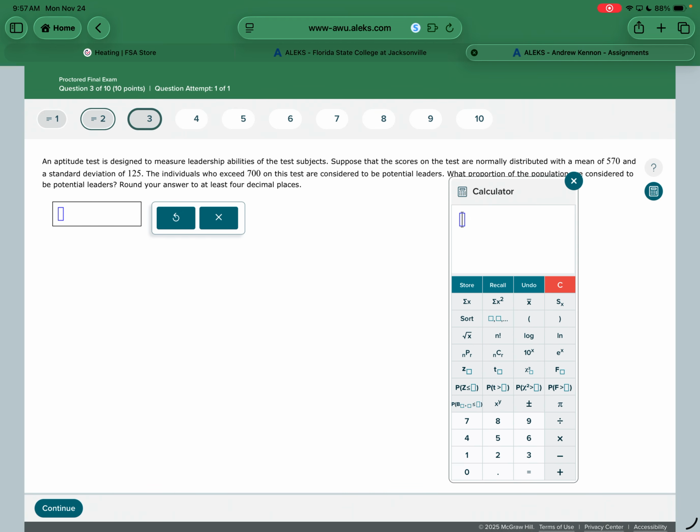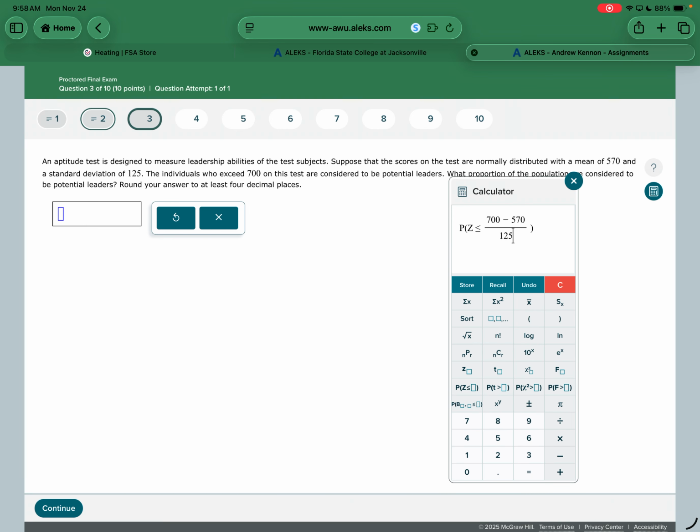I'll talk about it. So we can do this all in the calculator. We can use our z-score formula. So the first thing you always need to do is change it to a z-score. So we're looking at exceed 700. So that would be 700 minus the mean 570 divided by the standard deviation, which is 125. That's what we just did, the z-score formula: X minus the mean divided by the standard deviation. You've probably done that enough. You know that formula. So you can find the z-score first, but I'm just going to go ahead and put it all in the calculator.